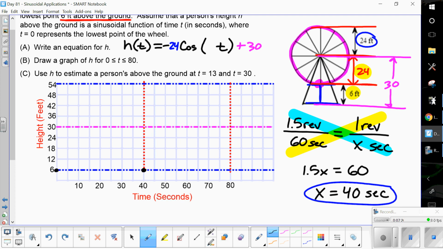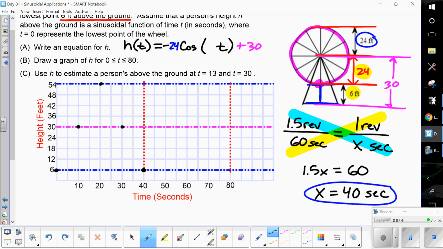At the halfway mark, I should be at the top. At the quarter-way mark, I should be at the midline. Same thing over here, midline. And breaking up in increments of 10s worked out perfectly. I'll do it for another cycle.